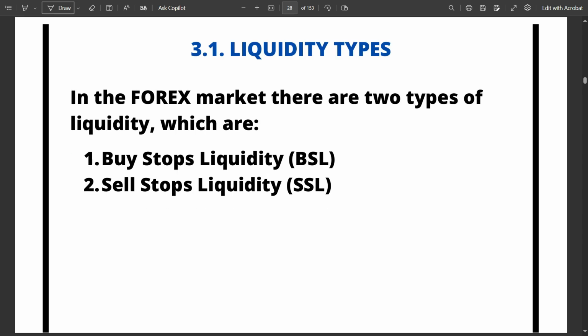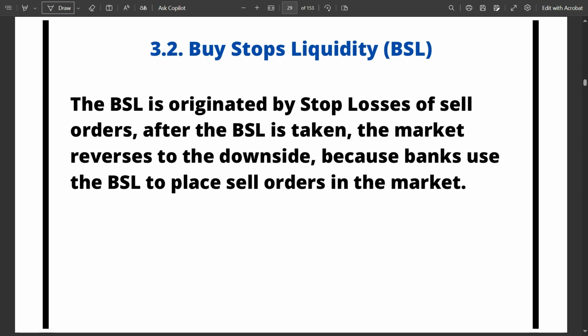Types of liquidity. There are two main types of liquidity in the market. In Forex, one is buy-side stop liquidity, and the other is sell-side stop liquidity. Buy-stop liquidity occurs when the stop losses of sell orders are activated. The liquidity from this situation is created in the market, causing a reversal, and the market enters a bearish phase.